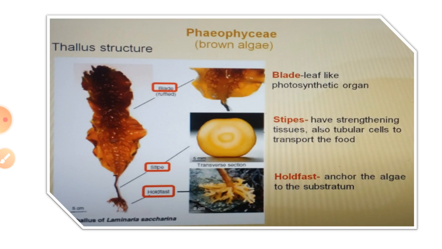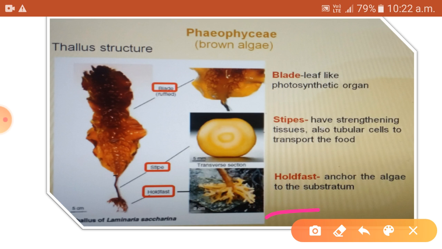The thallus or plant body is usually attached to the substratum, for example a rock, by a root-like structure called holdfast. They are different from real plant roots because holdfasts do not absorb water or nutrients. They have just one function, and that is to anchor the algae to the substratum.